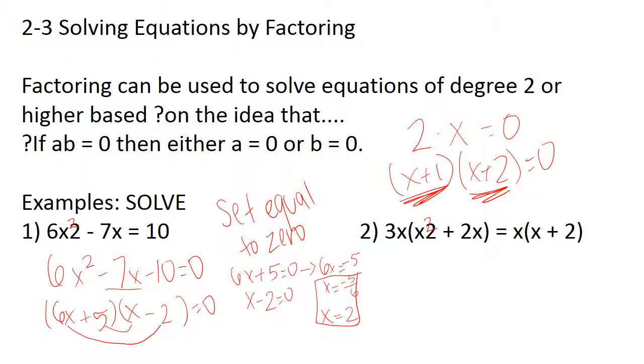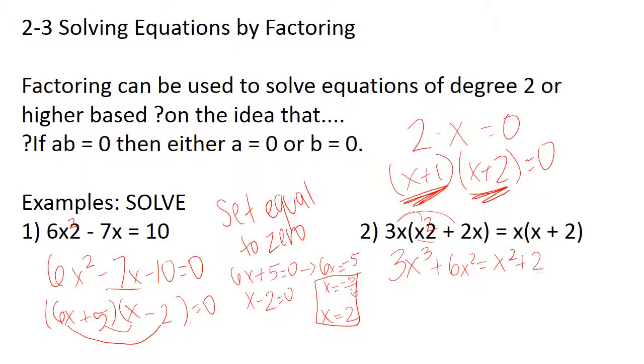So let's go ahead and look at this one. I'm going to distribute this 3x into both pieces. So I would have 3x to the third now, since this was x squared. And then 3x times 2x would be plus 6x squared equals x squared plus 2x.